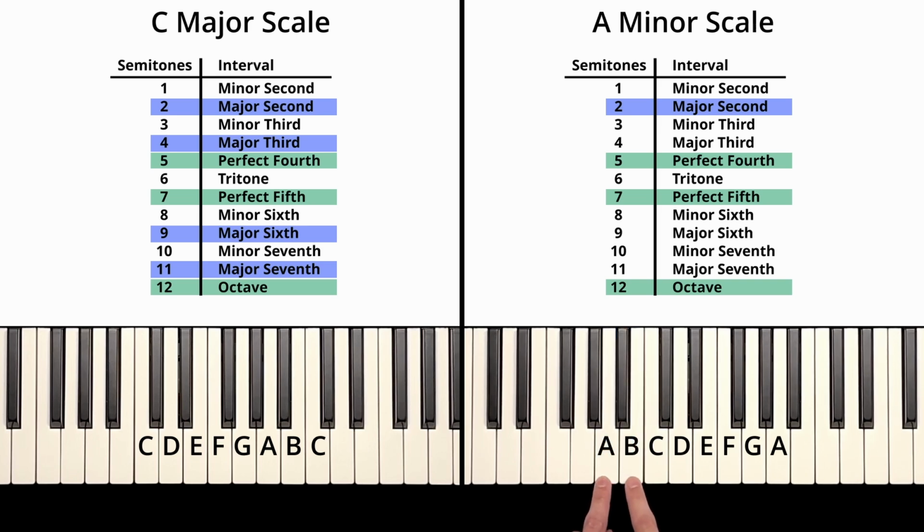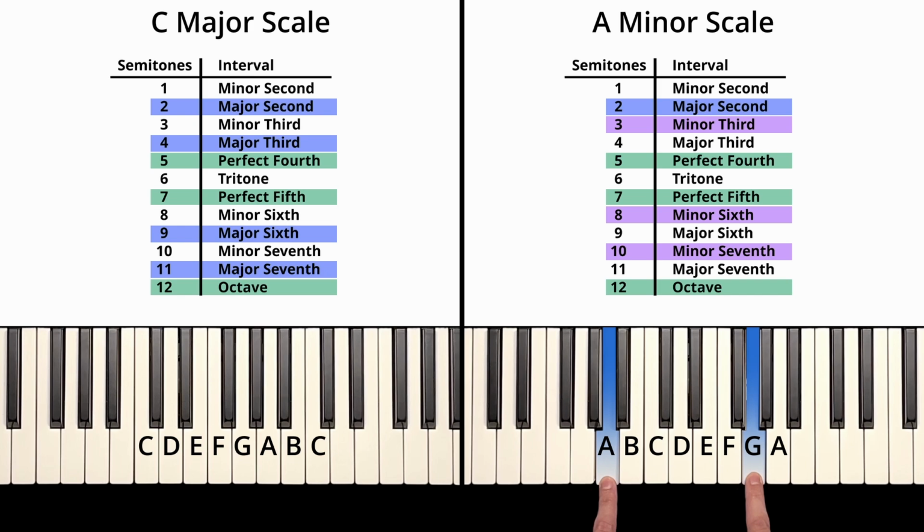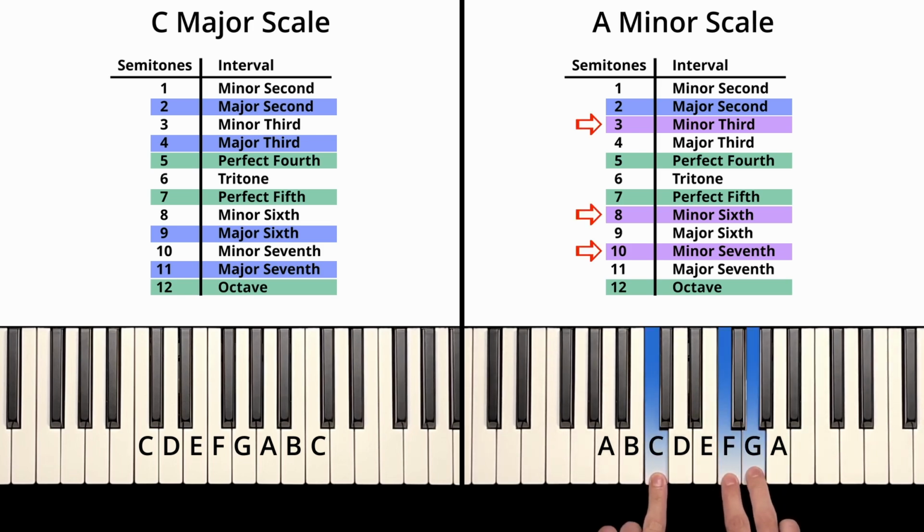However, the third note of the scale is lower than the one in our major scale. There's only a minor third between A and C. The same is true for the 6th and 7th. Both of them are minor intervals. So that's the whole difference between major and minor keys. In the minor scale, the 3rd, 6th, and 7th note are each a semitone lower compared to the major scale.